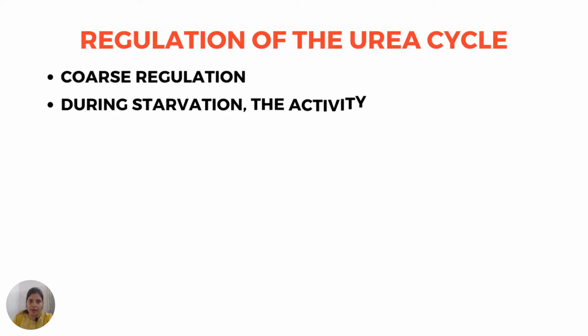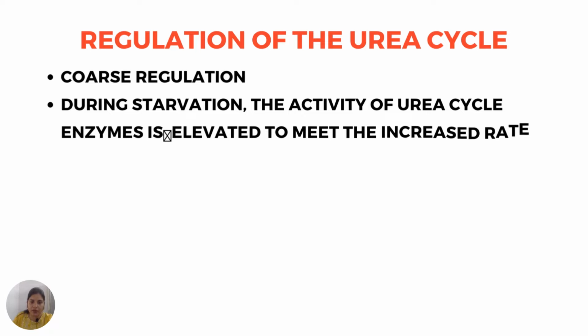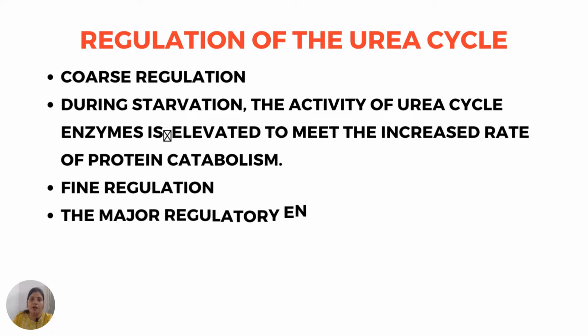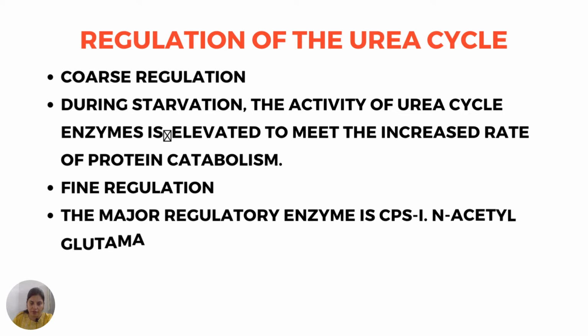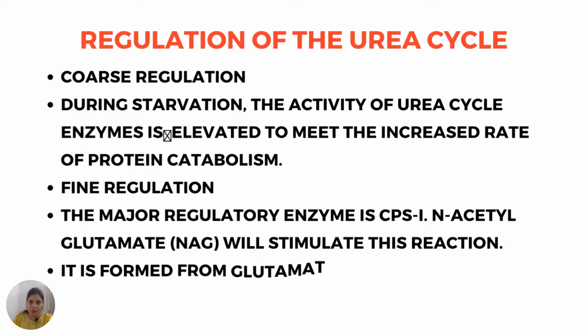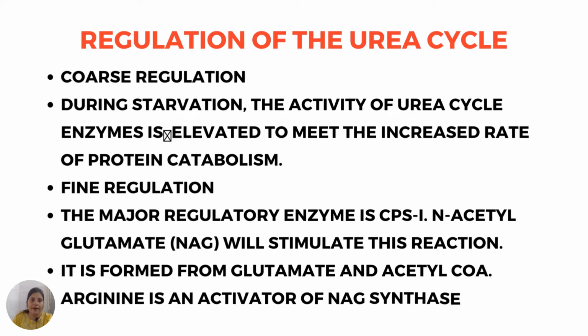Regulation of the urea cycle is by coarse regulation. During starvation, the activity of urea cycle enzymes is elevated to meet the increased rate of protein catabolism. The fine regulation is done by the enzyme CPS I and N-acetylglutamate, which stimulates this reaction. It is formed from glutamate and acetyl coenzyme A. Arginine is also an activator of NAG, N-acetylglutamate.